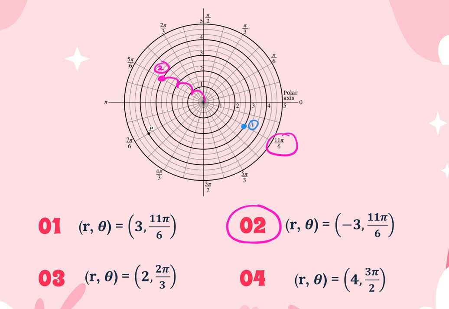You go to the original angle that's given, and then you go the opposite direction. Like 11 pi over 6 is here, right? I want to go in the opposite direction. So instead of going towards 11 pi over 6, I go away from 11 pi over 6, which would be 5 pi over 6. That's when it's a negative radius. Yep.